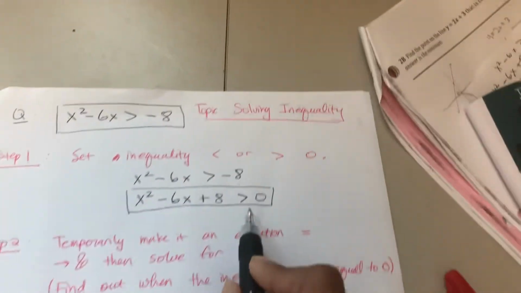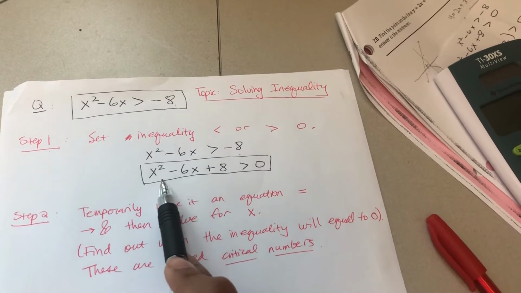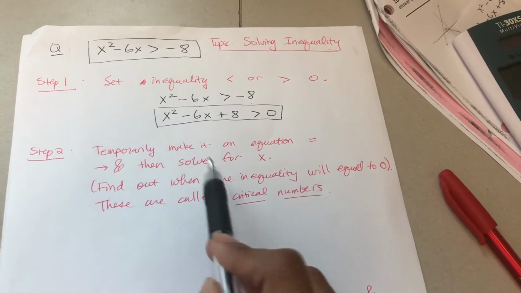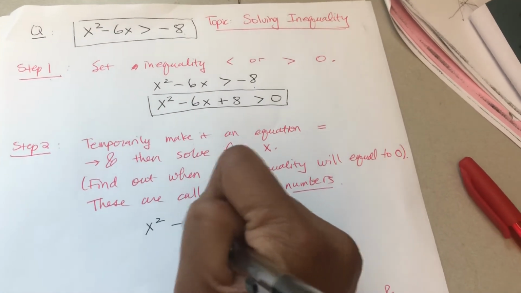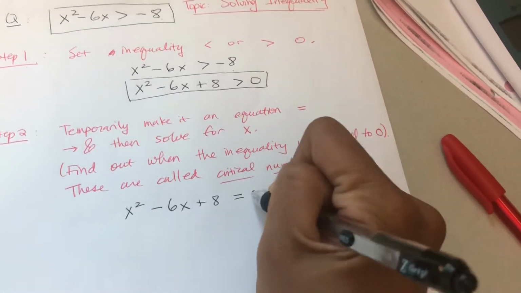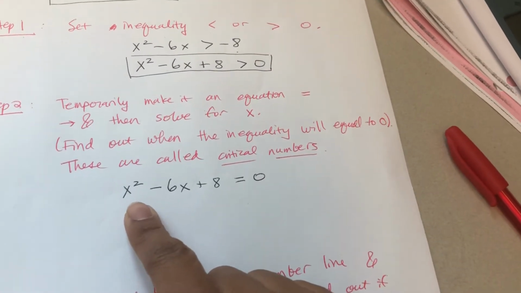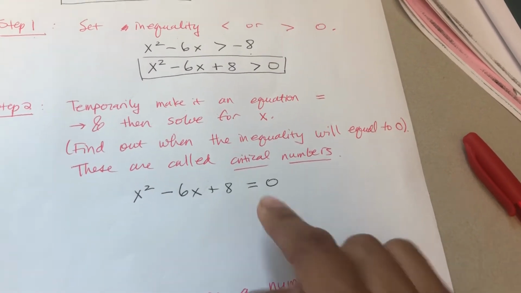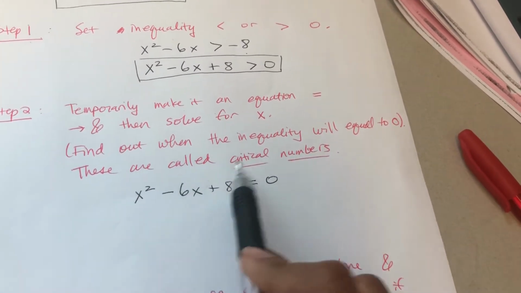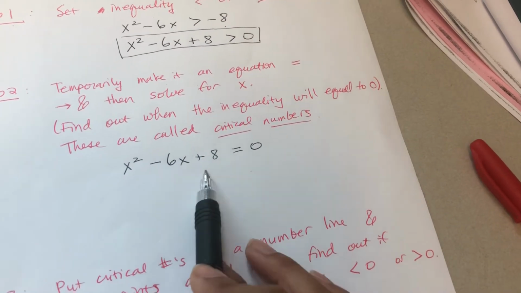The reason we do that is because in step 2, I want to solve for x when it's equal to 0. So temporarily make it an equation and then solve for x. If I make this an equal instead of a greater than, and set it equal to 0, we know how to solve this because this is a quadratic equation and we know how to use factoring to solve it. So find out when the inequality will equal 0. These are called critical numbers. The x's that I find when I solve this are called critical numbers.